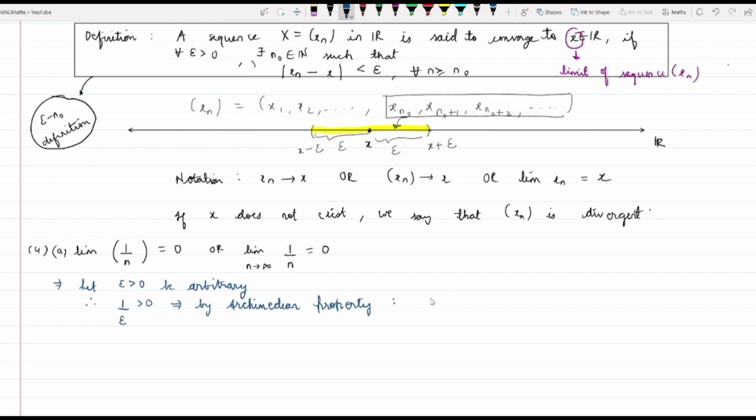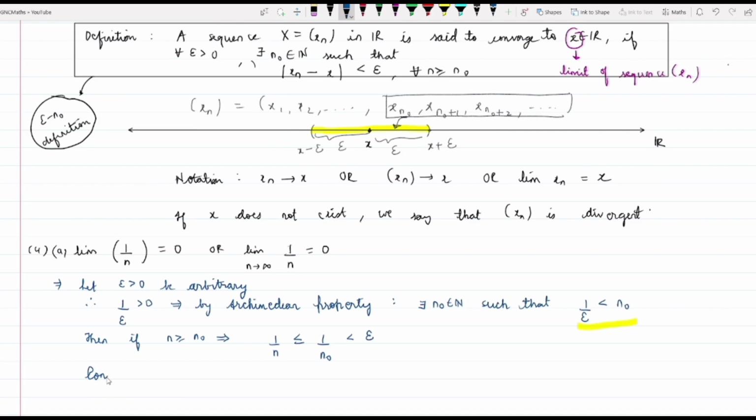we could say that there exists a natural number n naught such that 1 by epsilon is lesser than n naught. Then, if we take n bigger than or equal to n naught, we get 1 by n is lesser than or equal to 1 by n naught, and right from this inequality, we can say that 1 by n naught is lesser than epsilon.